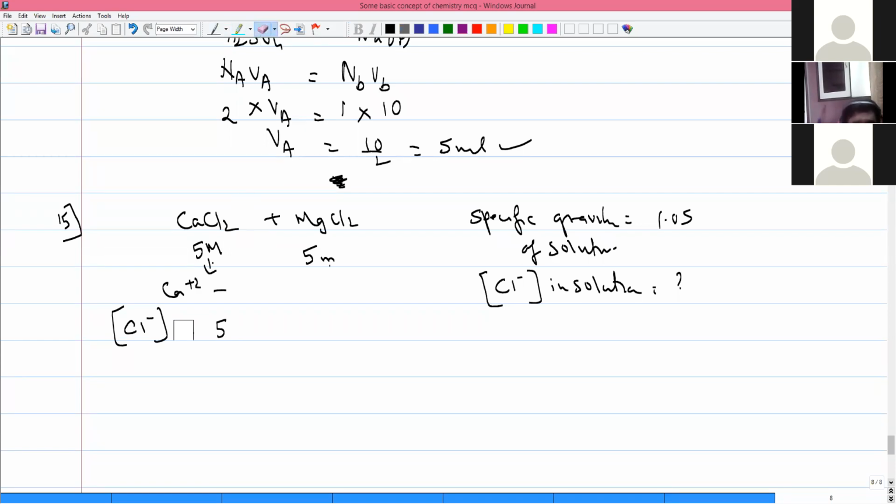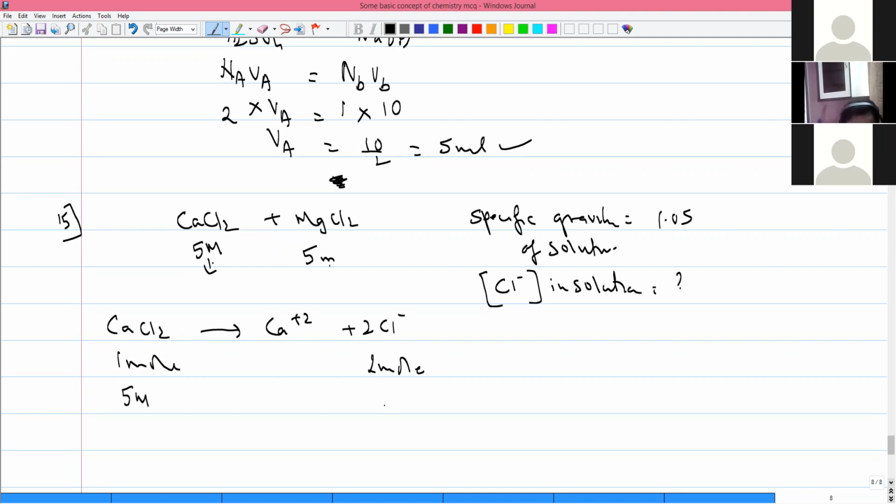सही तरीके से बनाता हूँ फिर समझ में आएगा. कैल्शियम क्लोराइड जब डिसोसिएट होता है तो हमें कैल्शियम मिलता है और टू क्लोराइड आयन. एक मोल से हमें दो मोल मिलता है. हमारे पास कितना है? फाइव मोल विल गिव यू टू. फाइव इंटू टू, एक मोल से दो मिलता है. फाइव से कितना मिलेगा? टेन मोल. सो कॉन्सेंट्रेशन ऑफ Cl in calcium chloride is equal to 10 mole.